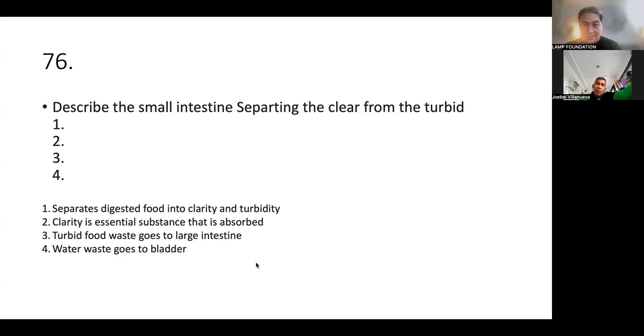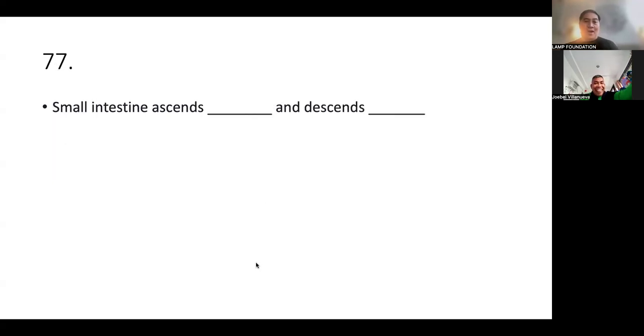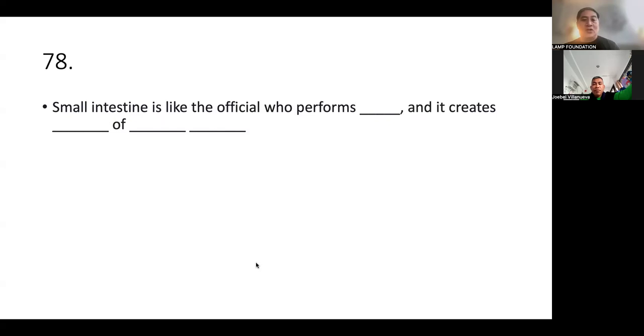Small intestine ascends blank and descends blank. So small intestine ascends clarity and descends turbidity. If you have more turbidity than clarity, then you cannot think well. Small intestine is like the official who performs blank, and it creates blank of blank. So small intestine is the official who performs reception, and it creates change of the physical substance.